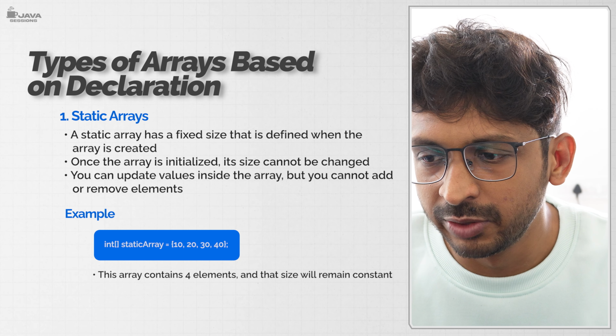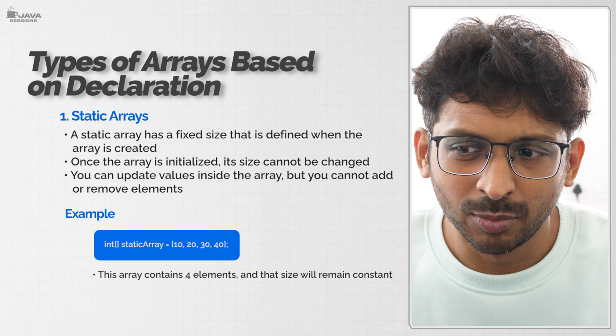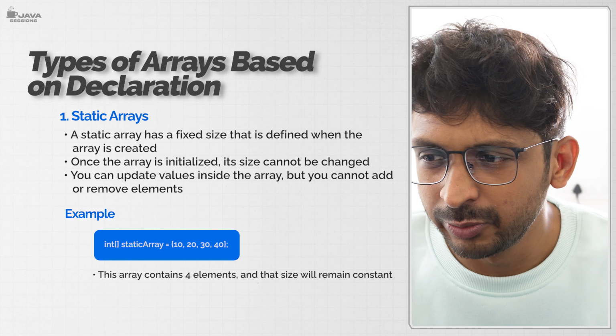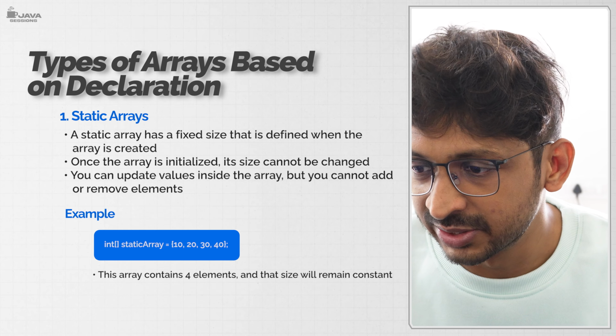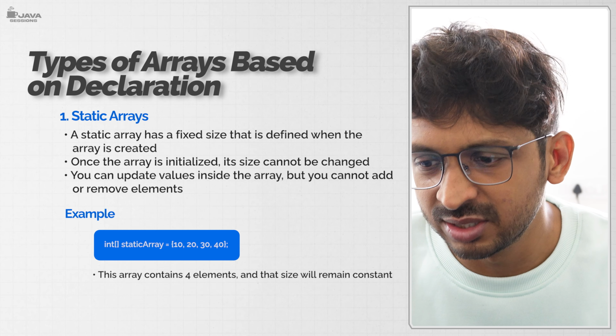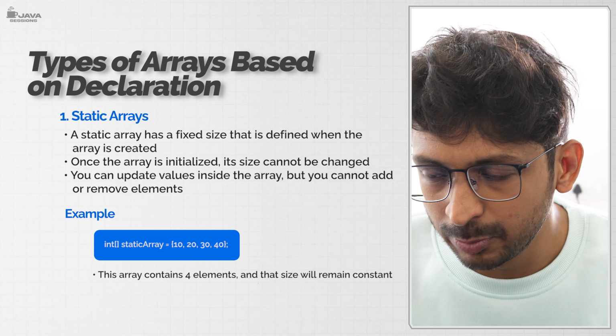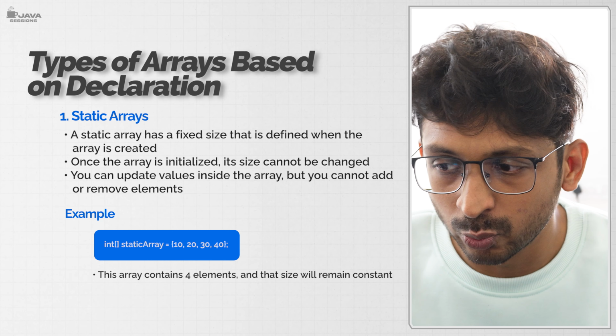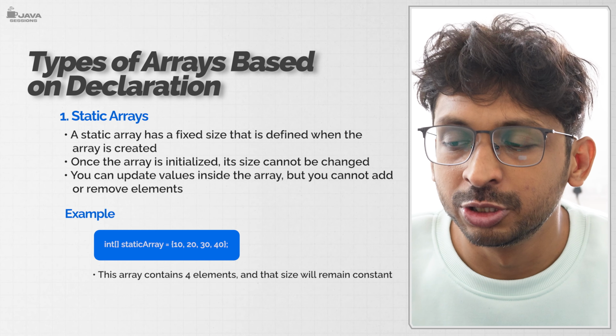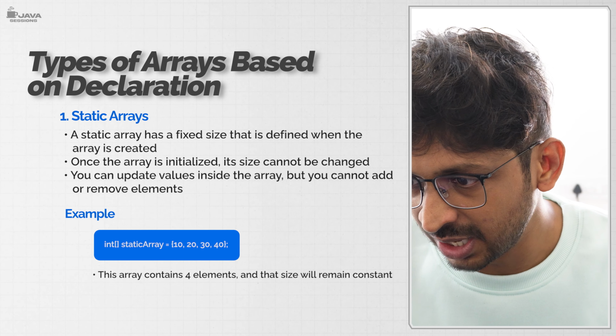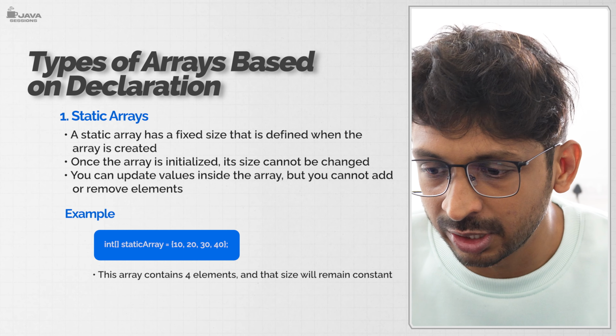So in this case, we have defined a static array. It looks much like a single dimensional array where we have just initialized and assigned values as well. This array has 4 fixed positions. We can access these elements, we can change these elements, but we cannot add any additional element into this array. This has 4 elements, we cannot add a 5th element into it.